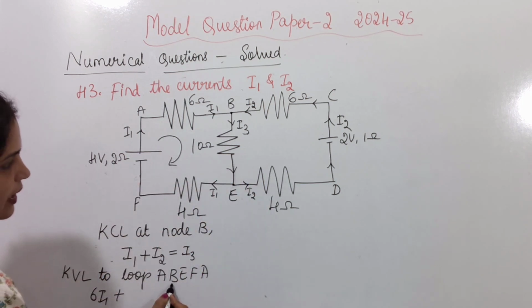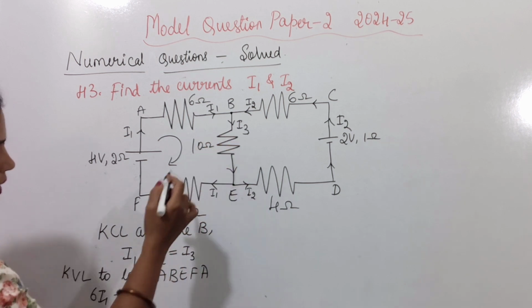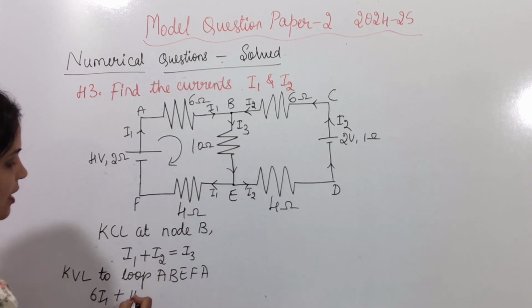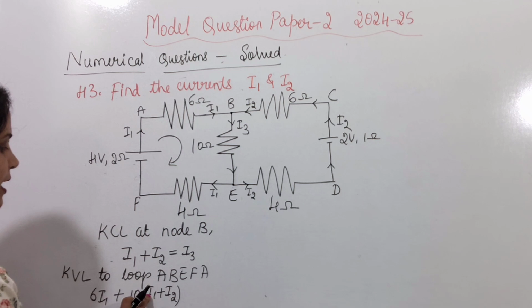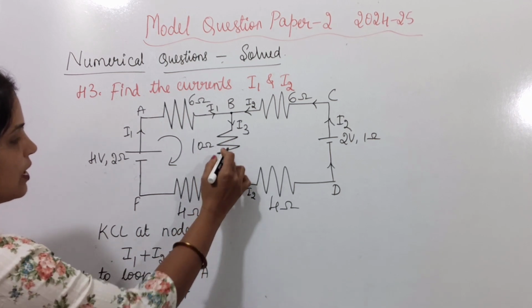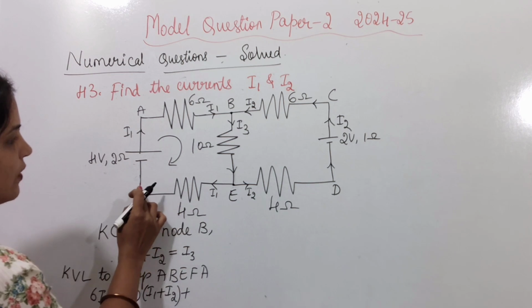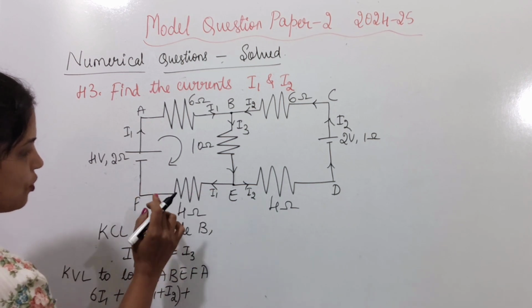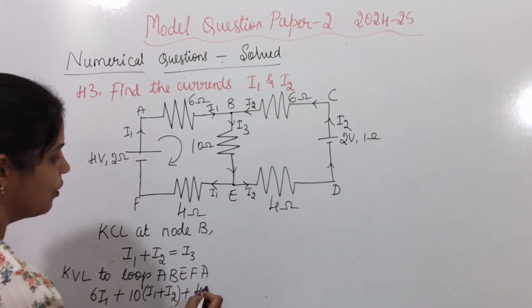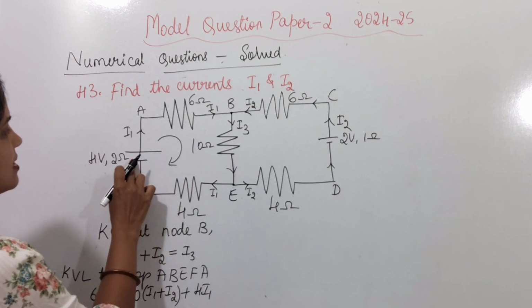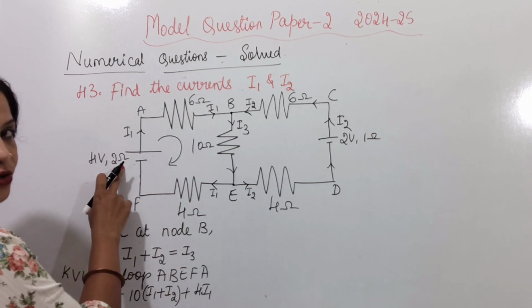First branch AB, next branch is B to E. We are going down, current is down, so that is 10 times I3. But how to write I3? I1 plus I2. You can avoid one step. Directly, instead of I3, I will write I1 plus I2. Plus one more is there here. We are going in this way, so current is also flowing in the same direction, which is 4 times I1. And here there is an internal resistance. Don't forget to write this, students.